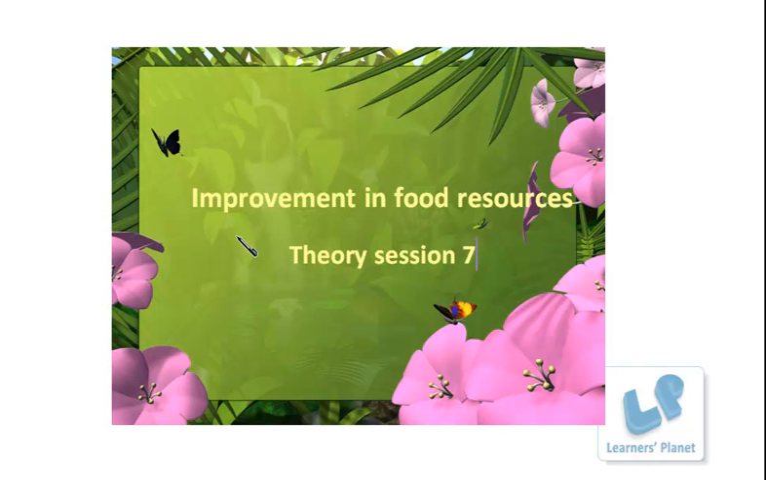Let's continue with the chapter Improvement in Food Resources. Till now, we have studied about the improvement of food resources from the plant origin. In today's session, I'm going to discuss the topic of animal husbandry. And of course, we will study how the food resources from animal origin can be improved.